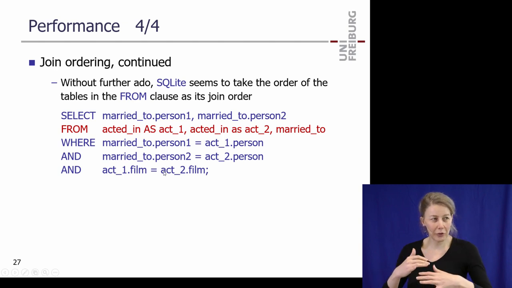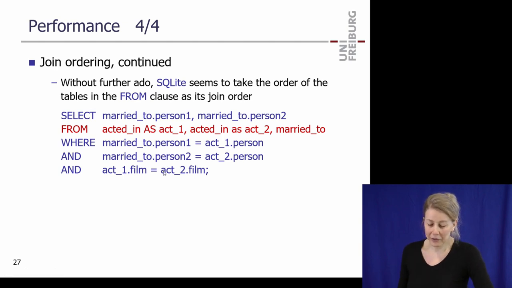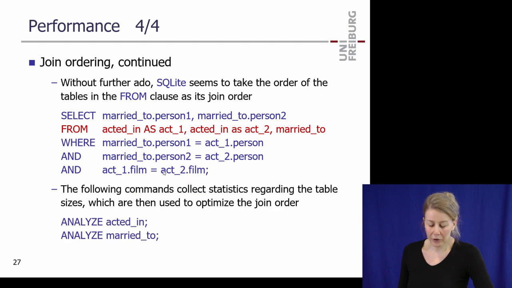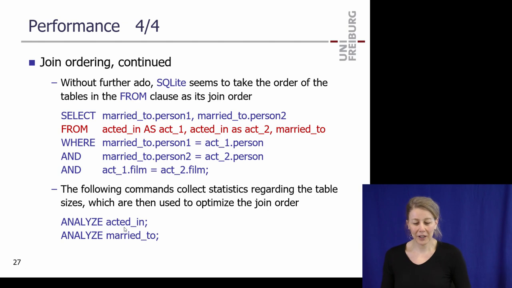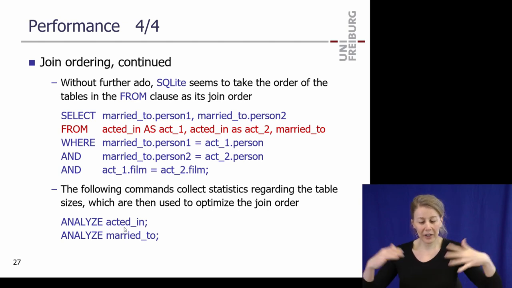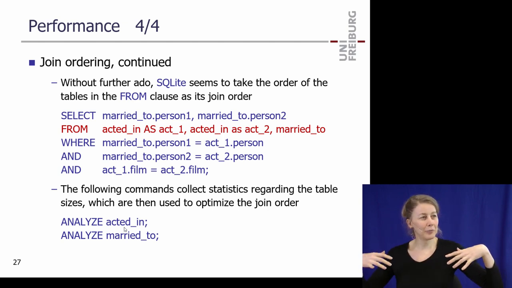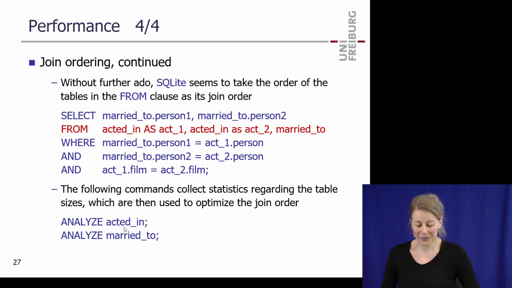So if you change the order, you will get very different running times. And of course, databases are complex beasts. You can tell them, please analyze this, try to figure out which join order. I mean, how do you figure out the best join order? One way is to try out all of them and then take the fastest, but then you have already tried out the slow one.